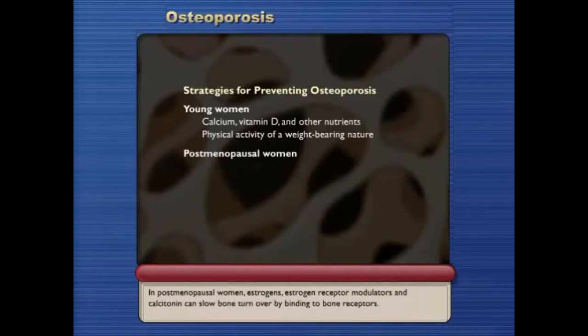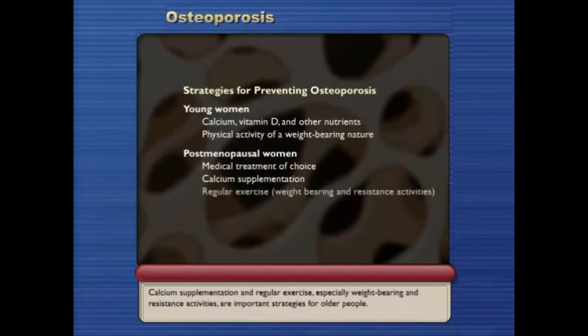In postmenopausal women, estrogens, estrogen receptor modulators, and calcitonin can slow bone turnover by binding to bone receptors. Calcium supplementation and regular exercise, especially weight-bearing and resistance activities, are important strategies for older people. Finally, since both tobacco smoking and alcohol consumption have negative effects on bone growth, these behaviors should be avoided for healthy bones.